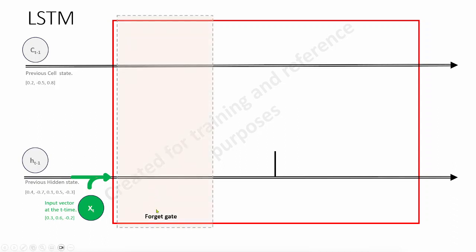Now the first gate is called the forget gate. In this forget gate, these two inputs are combined and applied through a sigmoid activation. This allows for the selective forgetting or retaining of information. This is what we will see subsequently in detail, how it is actually achieved. So the first gate is called the forget gate.